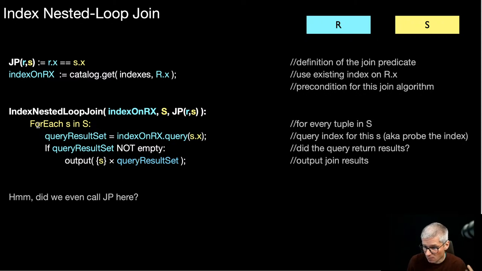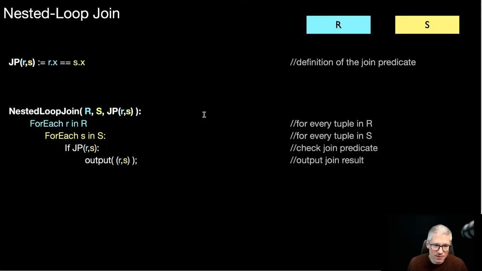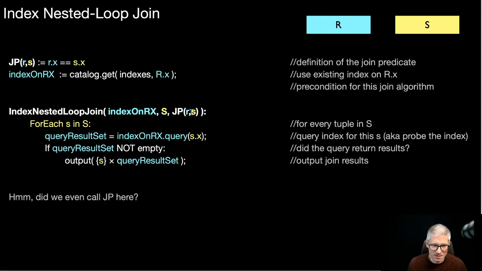The interesting thing you might notice here is, well, did we even call the join predicate here? We passed it as a parameter. And if you go back to the nested loop join, here we have it as a function parameter. I call it here, I use it here. Well, here I don't even use it. I mean, okay, I keep the same signature of the function to make sure that all join algorithms have the same signature. That's basically how I model it in this pseudocode explanation. But I don't really call it.